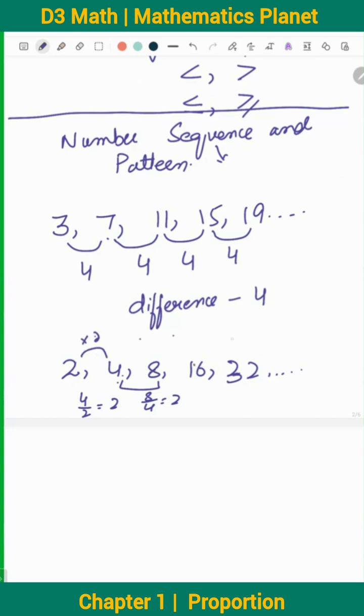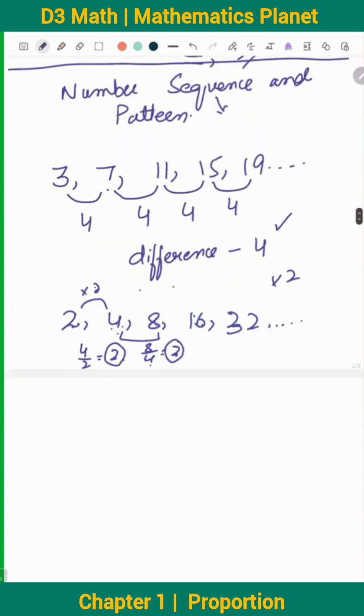So it is multiplied by 2, or we can say the ratio between any two consecutive numbers is the same. We can also say the ratio is always coming the same. 4 by 2 is 2, 8 by 4 is 2, 16 by 8 is 2, 32 by 16 is 2. So the ratio of two consecutive numbers is always constant. In the earlier case, the difference was constant.